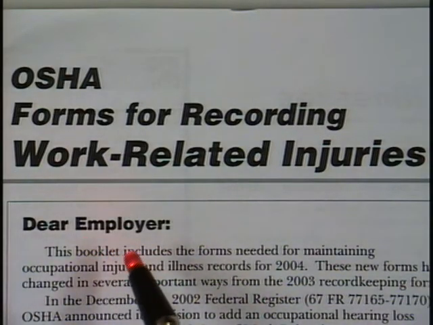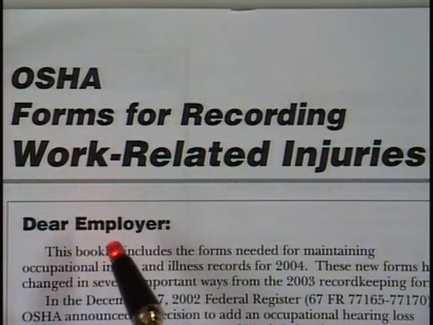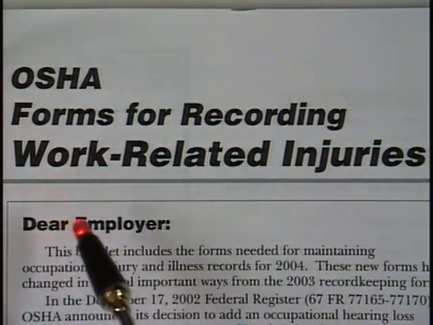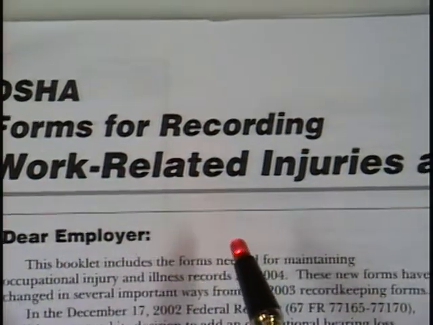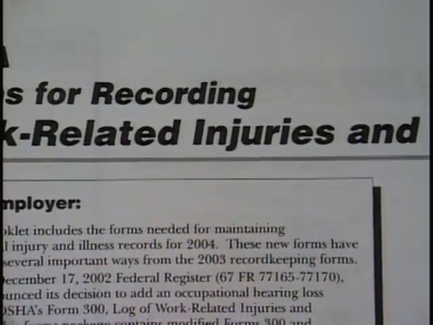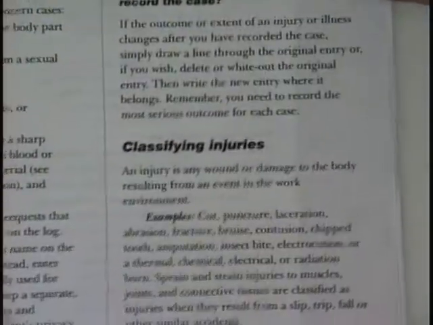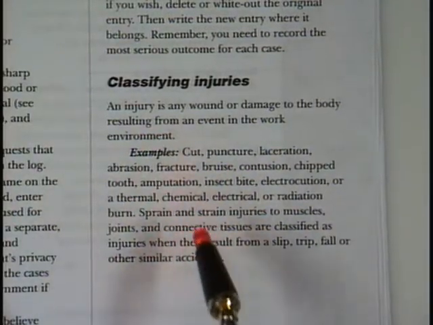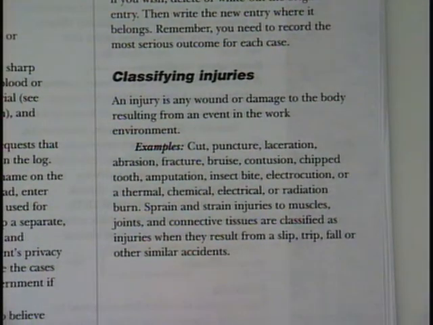Okay. Inside, as part of your package, you should have a set of forms with the title OSHA Forms for Recording Work-Related Injuries and Illnesses. And on the third page is a description of what is considered to be an injury and what is considered to be an illness. You will see this with the title Classifying Injuries. Please bear with me, folks, on going through this. An injury in general is an instantaneous event, such as a cut, a puncture, a laceration, a fracture, a bruise. All of those are considered to be injuries.